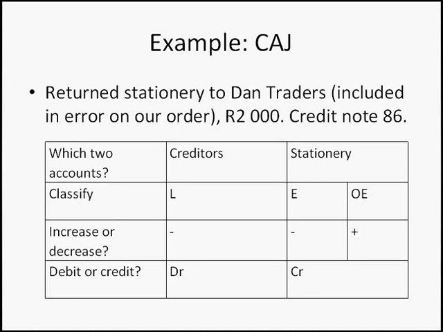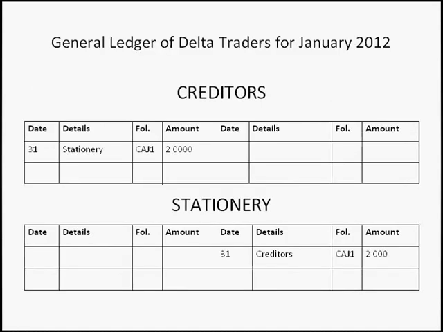So the creditors account, therefore, is seen as a liability which reduces, and a liability reduces on the debit side. Stationery, however, is an expense that reduces, and an expense reduces on the credit side. So again, here I can see that I've got a debit entry and a credit entry, and I know that I am correct.